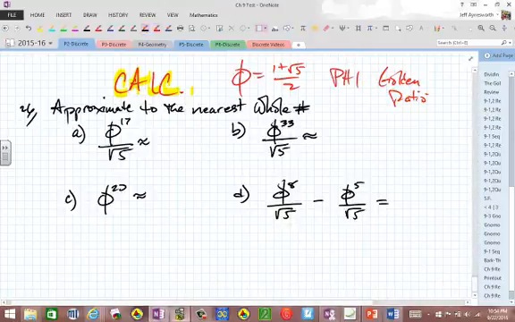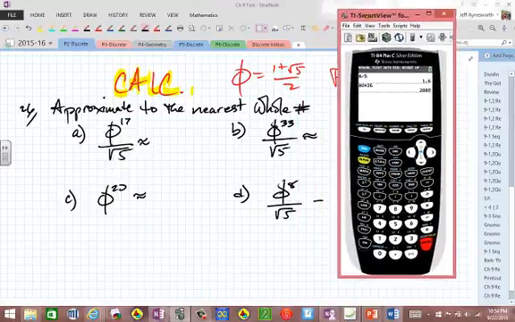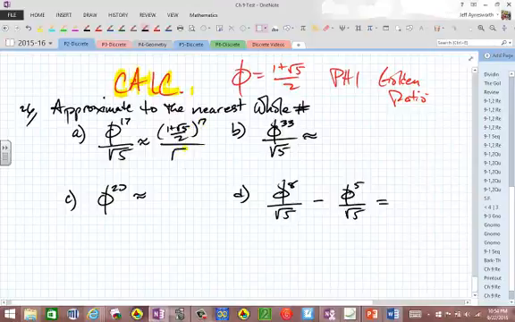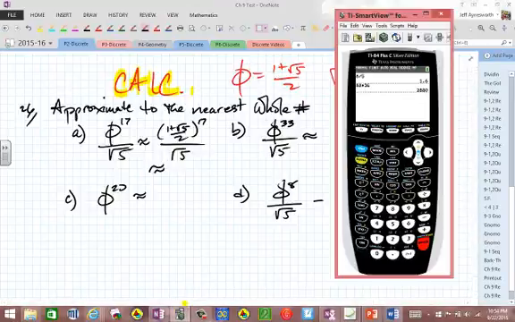All right, so what do we have? We have 1 plus root 5, divided by 2, to the 17th power, divided by root 5. What is that approximately equal to? Well, I know it's F17, but what in the world is that? If you don't remember what it is, obviously use the calculator. 1 plus the square root of 5, divide that by 2. There's phi.